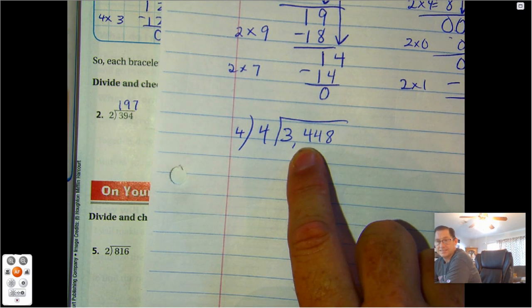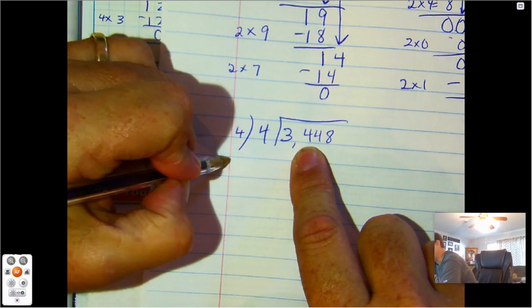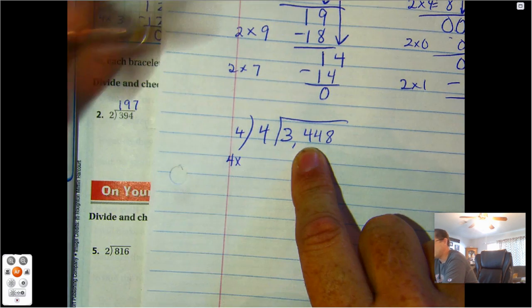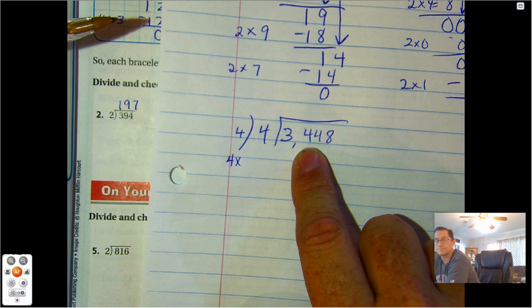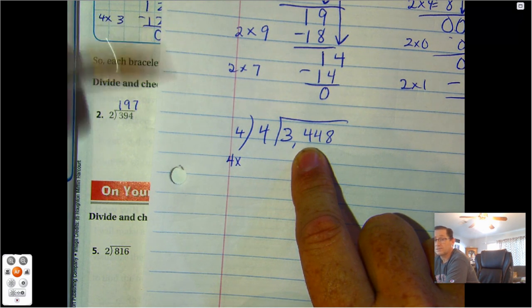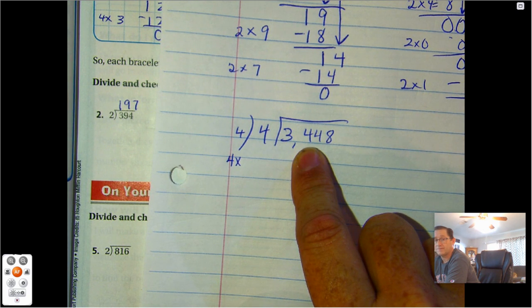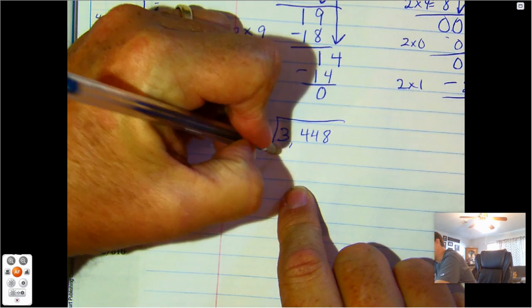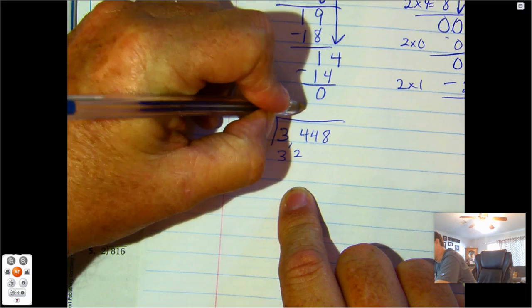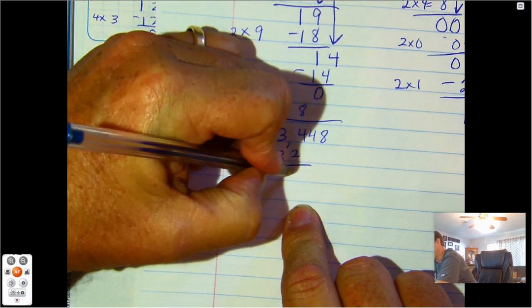So 34. 4 times what is close to 34? 4 times 5 is 20, so it's greater than 5. 4 times 10 is 40, so it's less than that. So it's in between 5 and 9, basically. 4 times 9 is 36, so it must be 8. So 4 times 8 is 32, leaving me 2 hundreds.